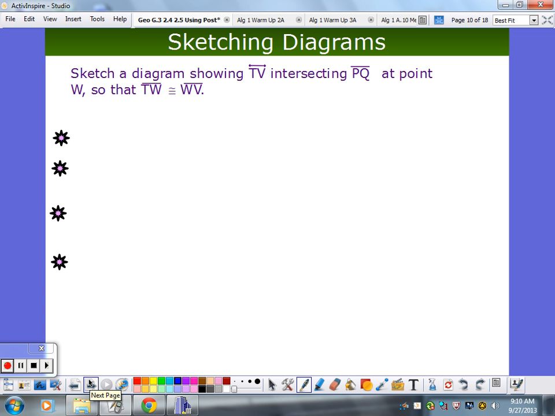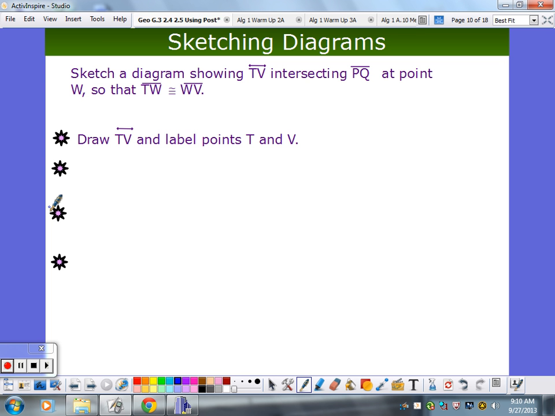Okay. Let's look at sketching diagrams, top of page 2 here. We're going to sketch a diagram showing TV intersecting PQ at point W, so that TW is congruent to WV. Being able to take words and draw a picture is important, not only in geometry but in other math and disciplines. So here's a way to do it.